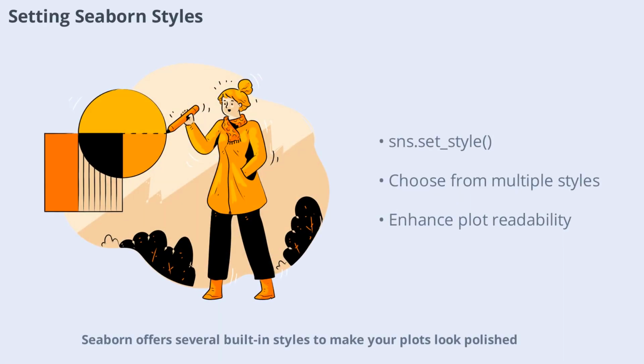Seaborn offers several built-in styles to make your plots look polished. You can set the style with sns.set_style, choosing from options like whitegrid, darkgrid, white, and ticks. These styles adjust background colors, grid lines, and other visual elements, making your plots easier to read. Consistent styling is especially useful when preparing reports or presentations. Let's apply a style and see how it changes the appearance of our plot.